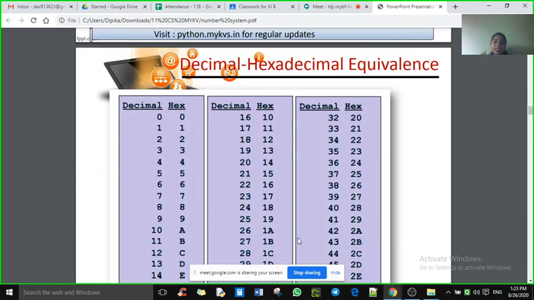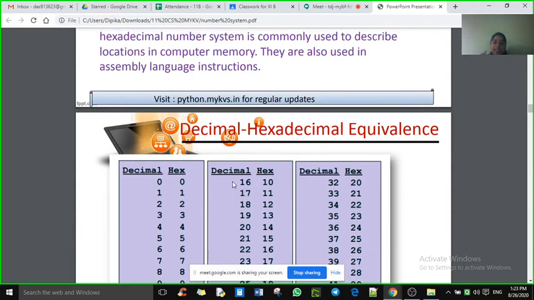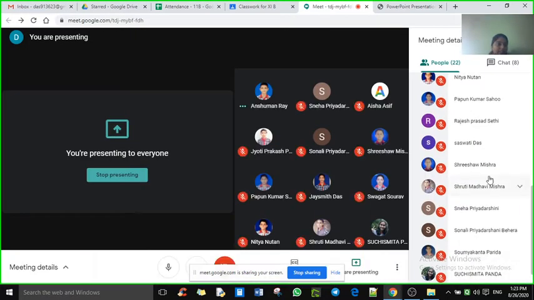So this is the decimal hexadecimal equivalence. For example, if the number is 0, what will be its equivalent in hexadecimal, Anshuman? Yes, 0. For 1, 1. Correct.